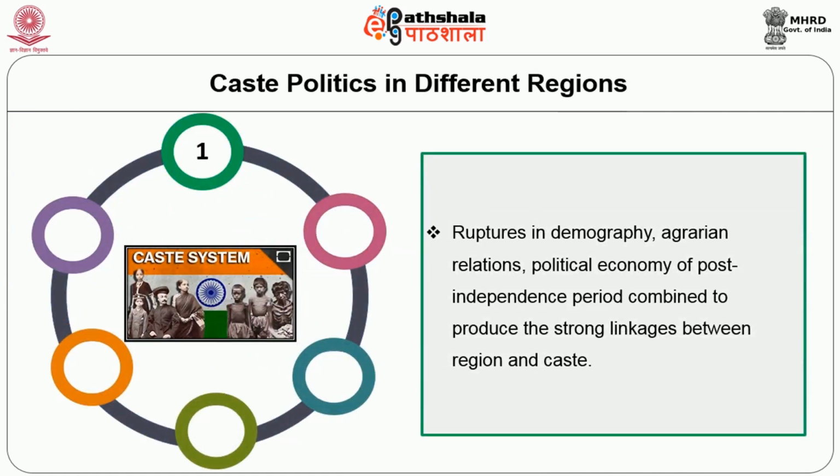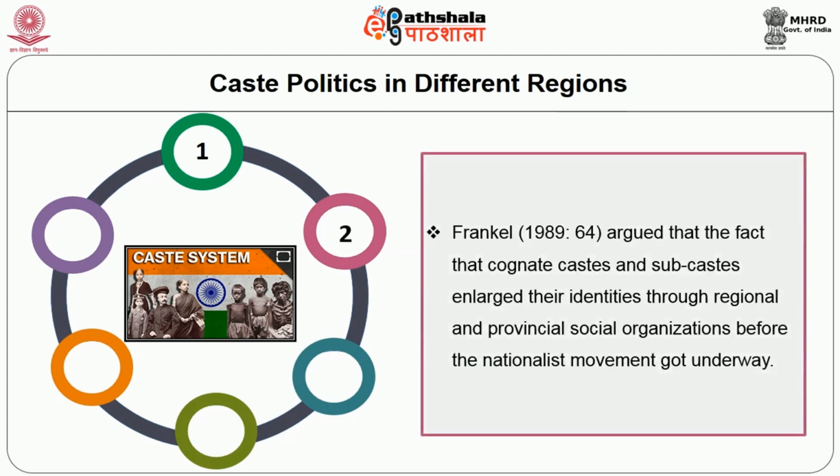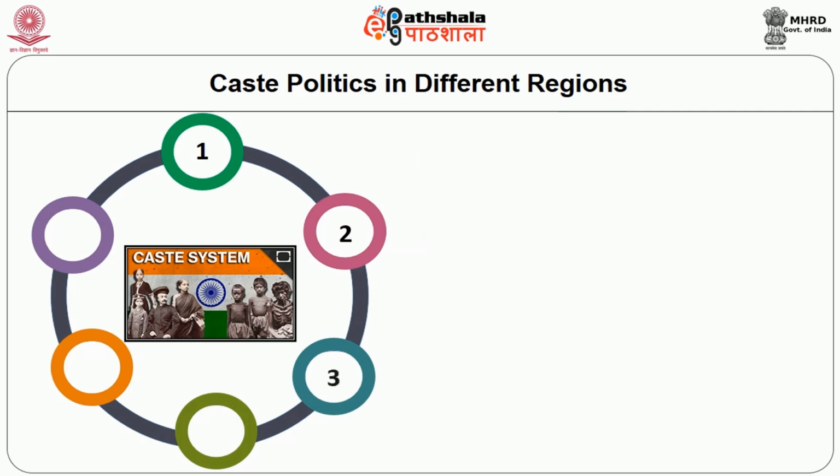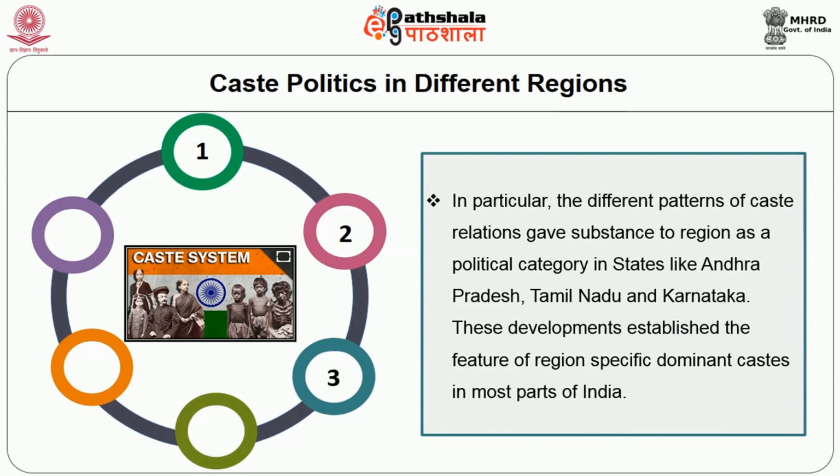Ruptures in demography, agrarian relations and political economy of the post-independence period combined to produce strong linkages between region and caste. Frankel argued that cognate castes and subcastes enlarged their identities through regional and provincial social organizations before the nationalist movement got underway. In particular, the different patterns of caste relations gave substance to region as a political category in states like Andhra Pradesh, Tamil Nadu and Karnataka. These developments established the feature of region-specific dominant caste in most parts of India.